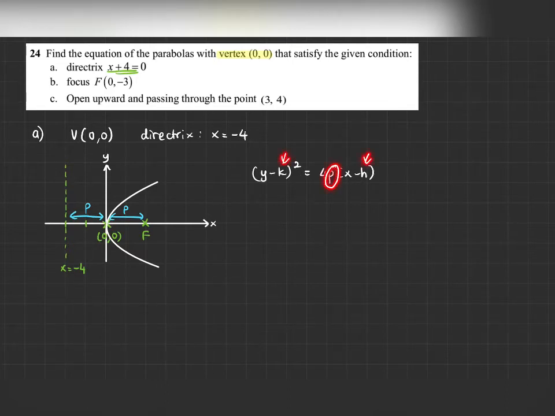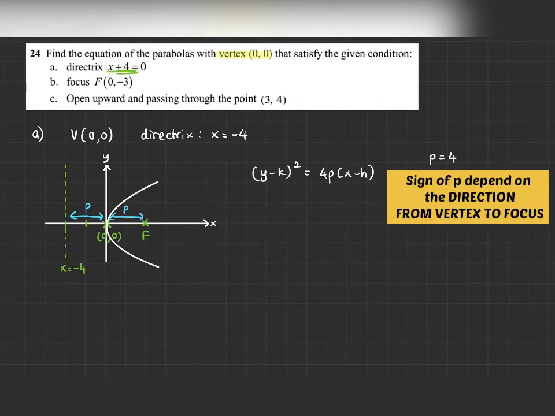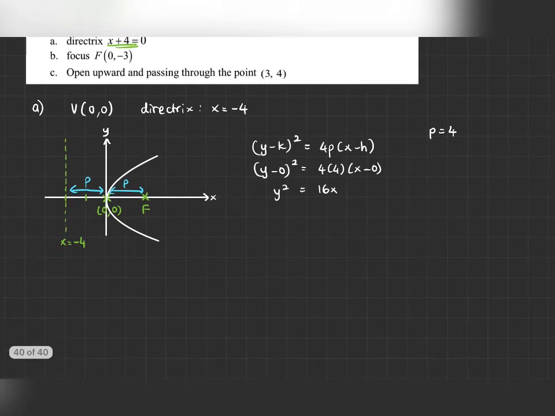So we need to find p. Okay, so p kalau ke kiri dia minus 4. So kalau ke kanan dia akan jadi plus 4. So here we can say that our p is actually equals to 4 and it is positive. Okay, so dia dapatlah y minus 0 square equals to 4 times by 4 of x minus 0. So our equation is actually y square equals to 16x. Okay, now let's look at B.